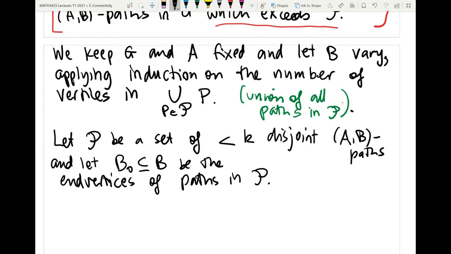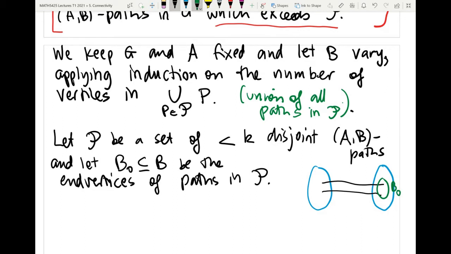Then I'll draw a picture. My pictures from now on are going to assume that A and B are disjoint, and that's not too bad for the pictures, because if they intersect, then each vertex in the intersection is a path, and they're easy and you know what's going on. So I'll just draw it like this. You've got a few paths maybe, and here is this B naught.